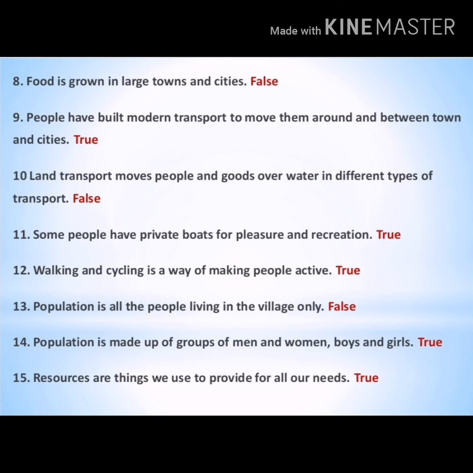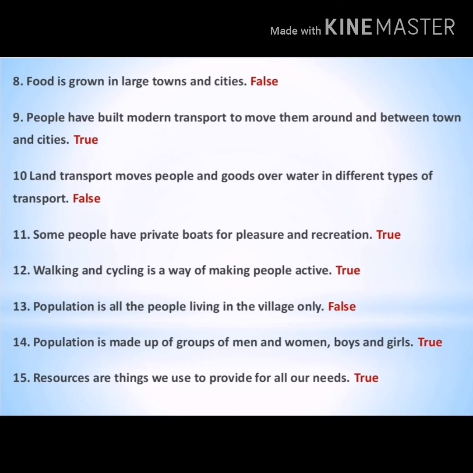Number 9, people have built modern transport to move them around and between towns and cities. That is true. Number 10, land transport moves people and goods over water in different types of transport. That is false because land transport moves over land and not over water.